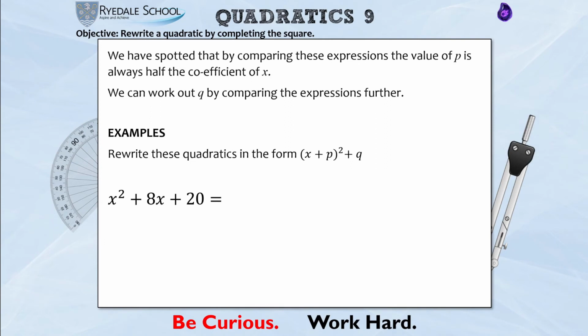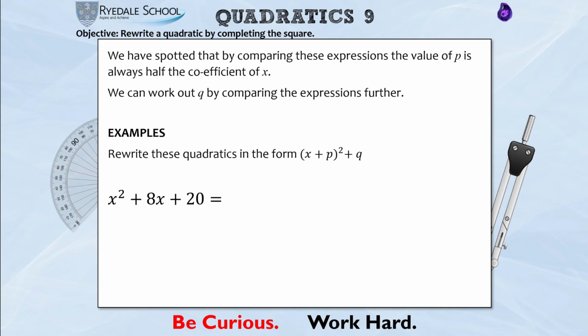So we have just spotted by comparing these expressions that p, the number that's going to go in our bracket today, is always half the coefficient of x. So how many x you've got, and you will halve that. I think then the easiest way to work out q is by doing a comparison of what you already have and what you need it to be. And that will make sense in a minute as we work through some examples.